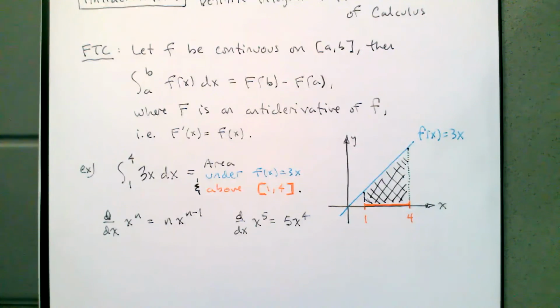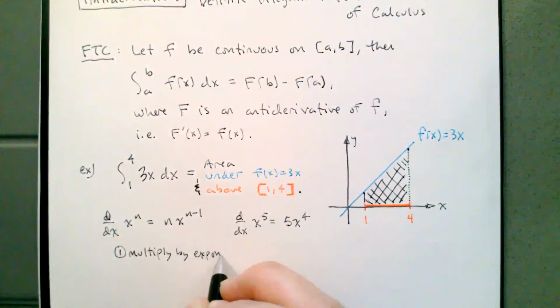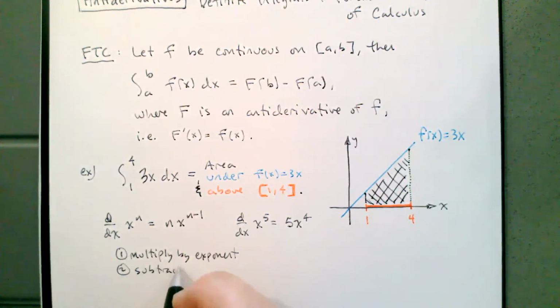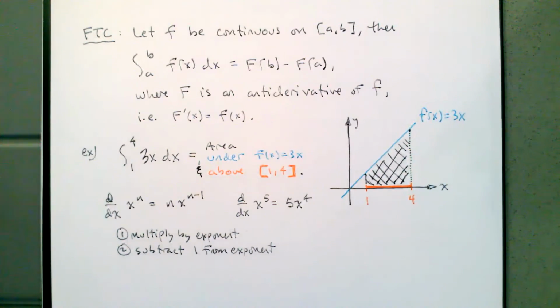So what we're doing for a derivative is we multiply by the exponent, and then we subtract 1 from the exponent. Those are the two things that we did to find a derivative of a power function. Multiply by the exponent, then subtract 1 from the exponent. If we're going to be doing something called an antiderivative, we're probably going to be doing this process in reverse.